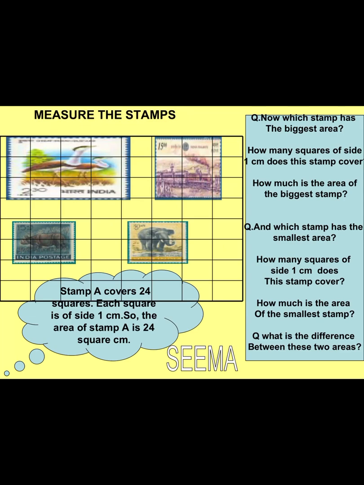Yes, of course. You have to learn how to find out the area of these stamps just by calculating the number of the squares here. Wow! Stamp A covers 24 squares. Each square is of side 1 centimeter. So, the area of stamp A is 24 square centimeter. I think you can also find out the area of the stamps B, C and D.